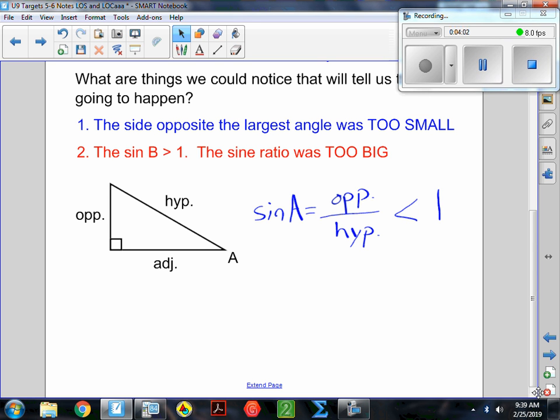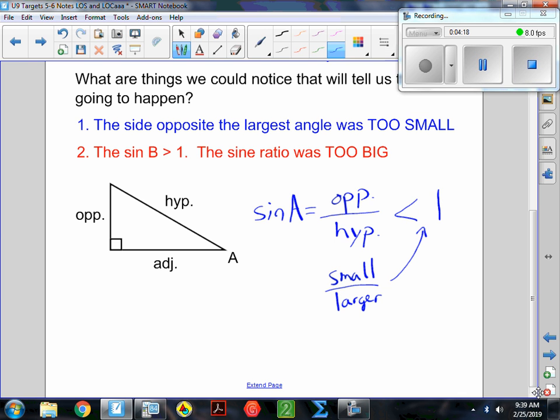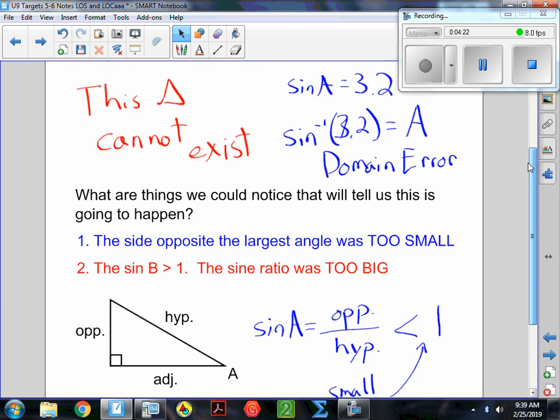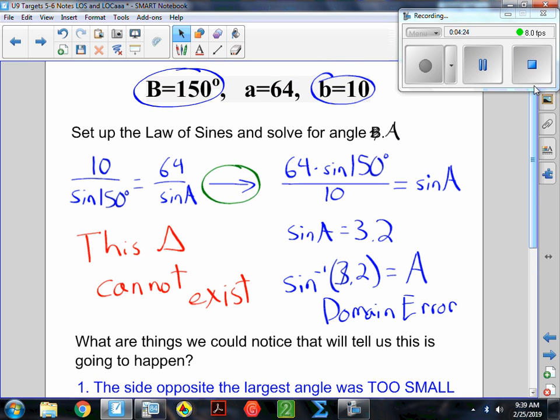So this value will always be less than 1 when we're looking at a right triangle. The sine of an acute angle A will always be less than 1 because the opposite side divided by the hypotenuse, the opposite side is a smaller number divided by a larger number. And so that's always going to be less than 1. So that was an example of what happens sometimes with the ambiguous case when there's no triangle that exists. I'm going to make a separate video for two triangles.